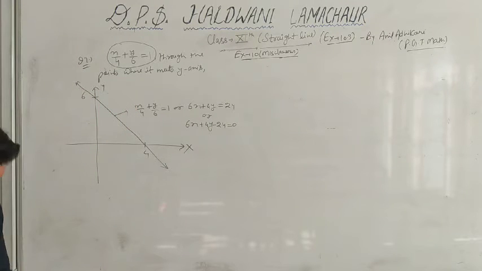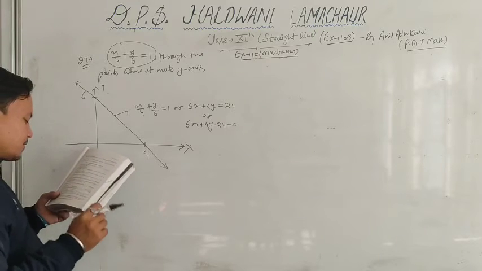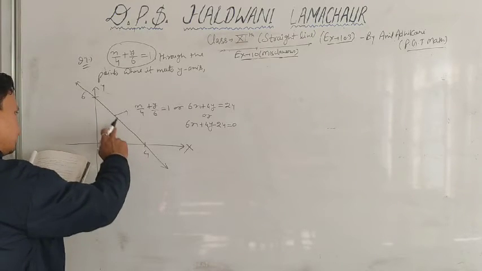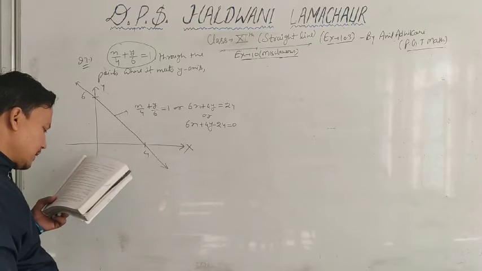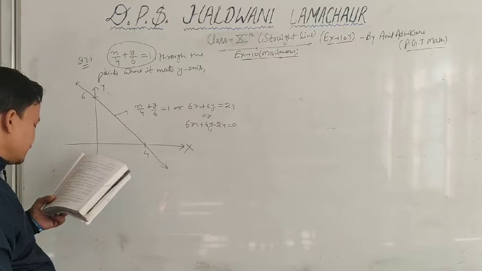Now again I am reading the question. Find the equation of a line drawn perpendicular to this line. Okay, perpendicular to this line through the point where it meets the y-axis.